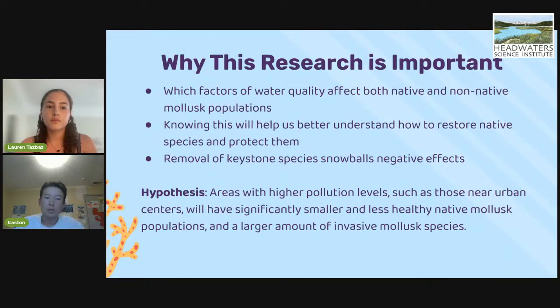So our research question was, which factors of water quality affect both native and non-native mollusk populations? Now you may ask, why is this research important? Knowing this will help us better understand how to restore native species and protect them, and the removal of keystone species, such as native ones like the Olympia oyster, can snowball negative effects. Our hypothesis was that areas with higher pollution levels, such as those near urban centers, will have significantly smaller and less healthy native mollusk populations, and a larger number of invasive mollusk species.